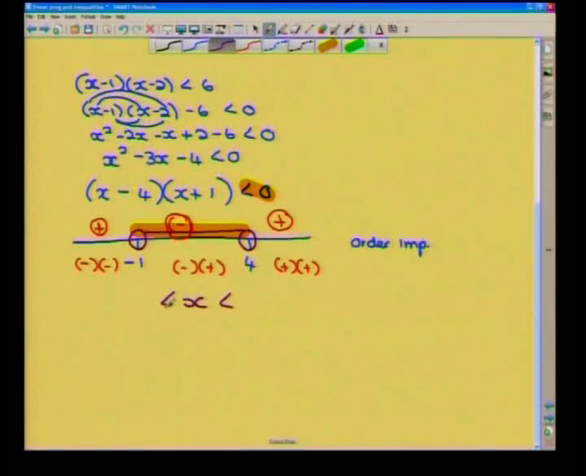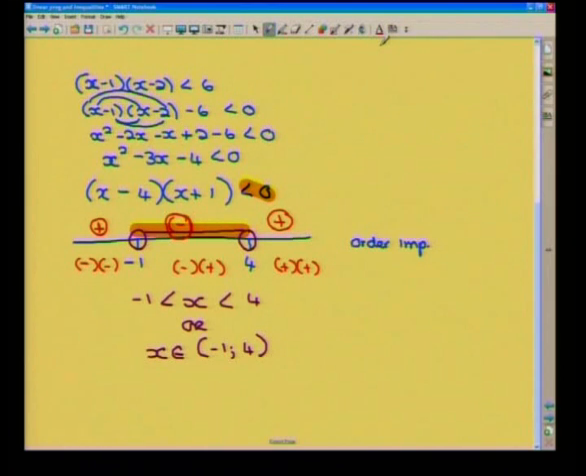Selector, you're going to go x. We're going to sandwich it. We're not including either end, minus 1 to 4. Or we can go x an element of, round bracket minus 1 to 4 round bracket. And that's that question done. Not a bad one to do.